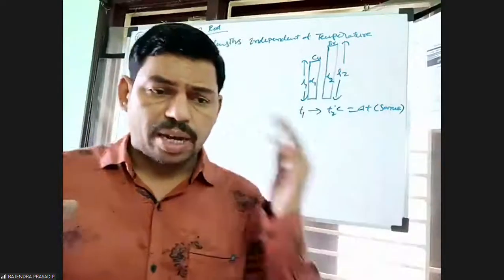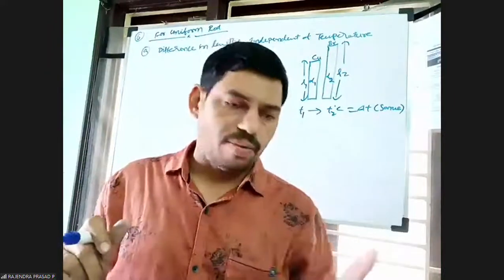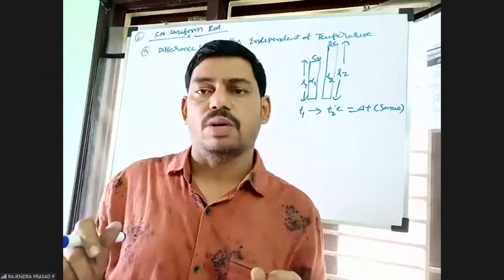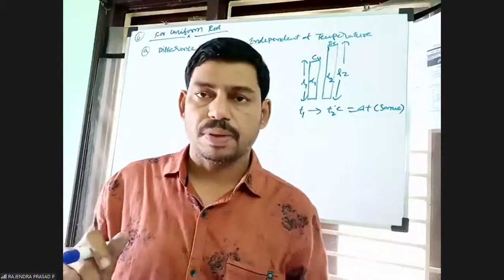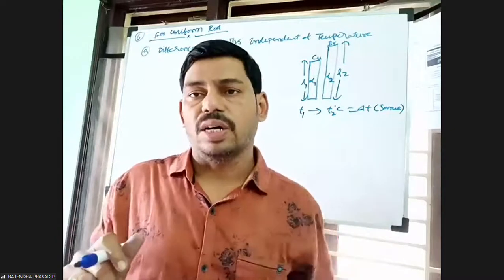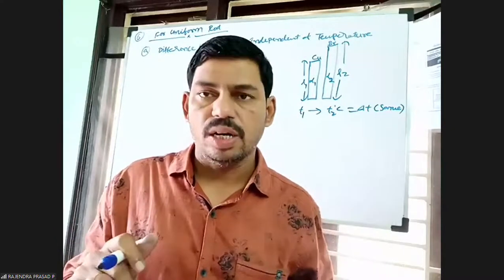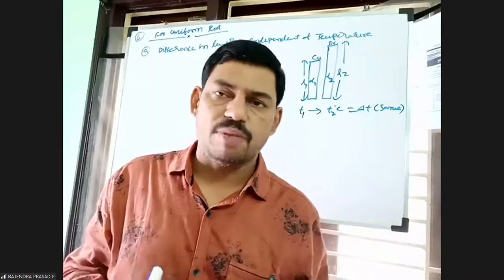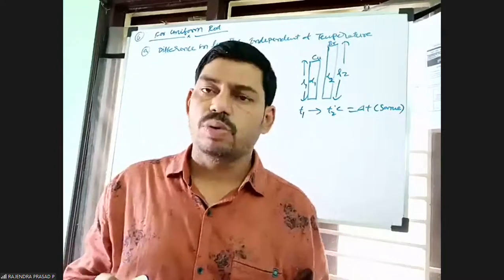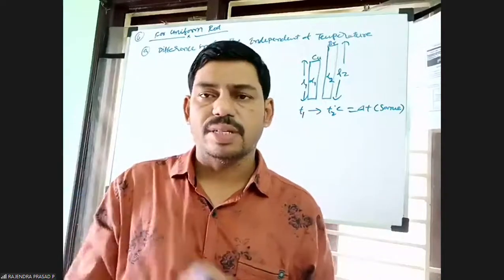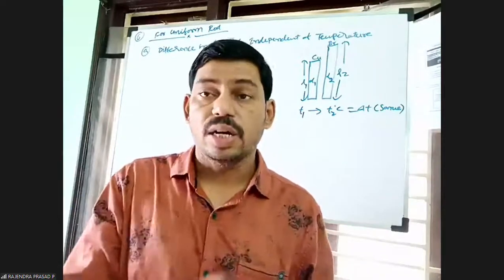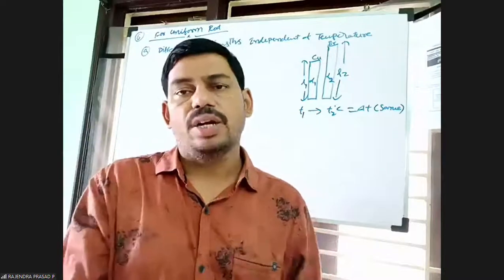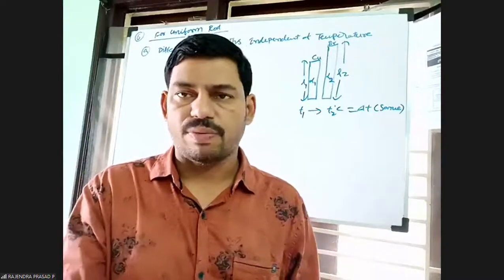In some problems, the difference of length is given: L1 minus L2, or L2 minus L1, is equal to some value X. Find the individual lengths. L1 value and L2 value are calculated. So L1 equals alpha 2 X by alpha 2 minus alpha 1, or L2 equals alpha 1 X by alpha 2 minus alpha 1. Individual lengths can also be calculated when the difference of length is given. This is another formula.